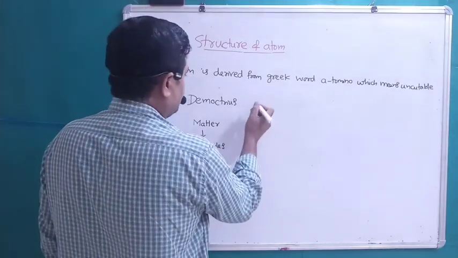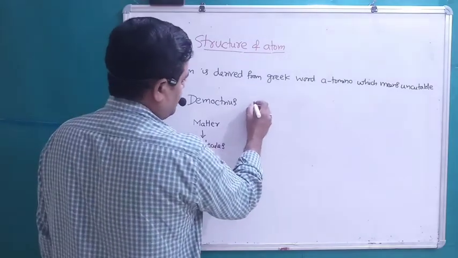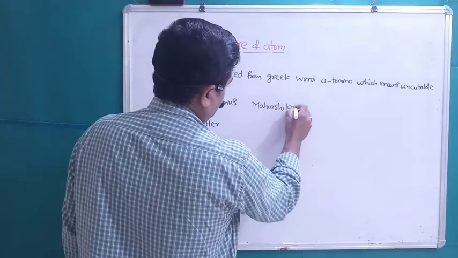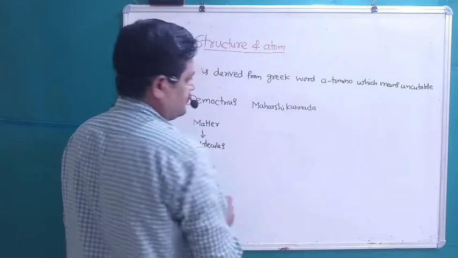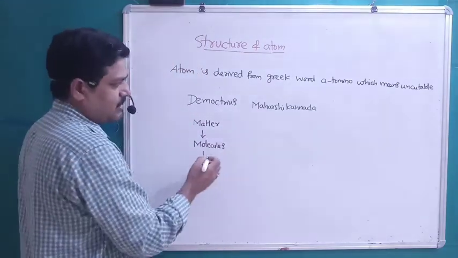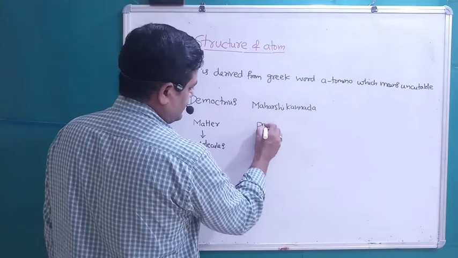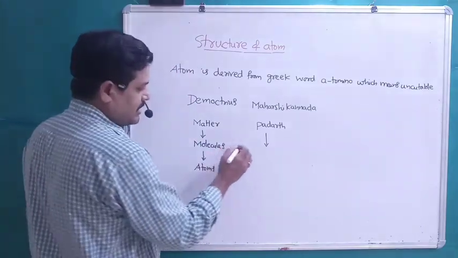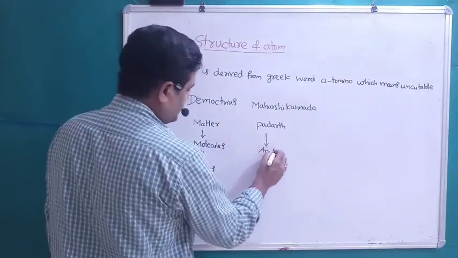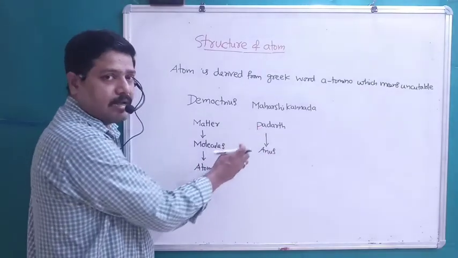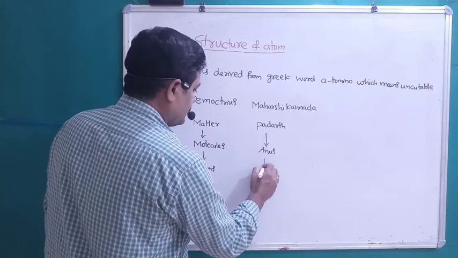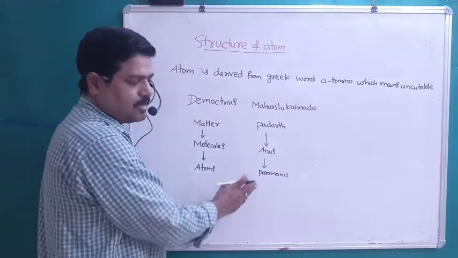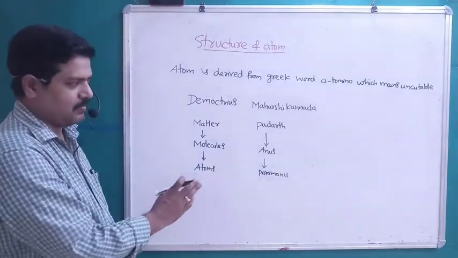On the other hand, at the same time, an Indian philosopher, his name is Maharshi Kanada. He gave his theory regarding matter in the language of Sanskrit. He called matter padarth, and padarth, that is matter, is made up of anus. Anus means molecules, in the language of Sanskrit, right? And anus are made up of paramanu. So paramanus we cannot further divide into smaller particles, right?